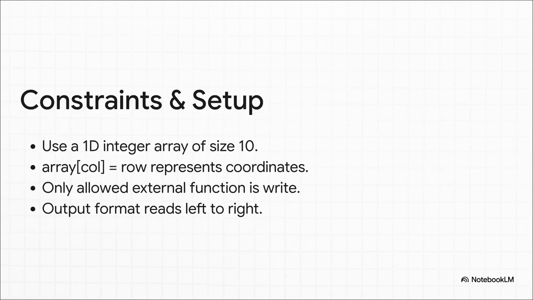Now, I want to give you a massive tip regarding your implementation constraints here. Please, do not try to build a two-dimensional 10 by 10 matrix for your chessboard. It is wildly inefficient. Instead, just use a simple one-dimensional integer array of size 10. The index of the array is going to represent the column, and the actual integer stored inside that index represents the row where the queen lives. So for example, if array index 0 equals 5, that just means in column 0, the queen is sitting on row 5. This makes printing your solution incredibly easy because the required output format actually matches this array reading exactly from left to right. Oh, and keep in mind, the only external function you're allowed to use here is write.